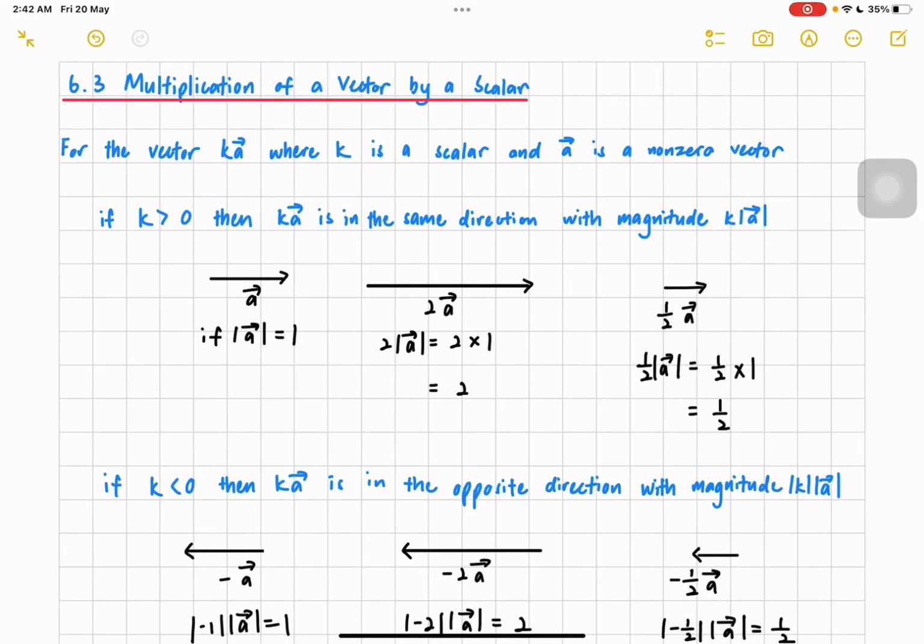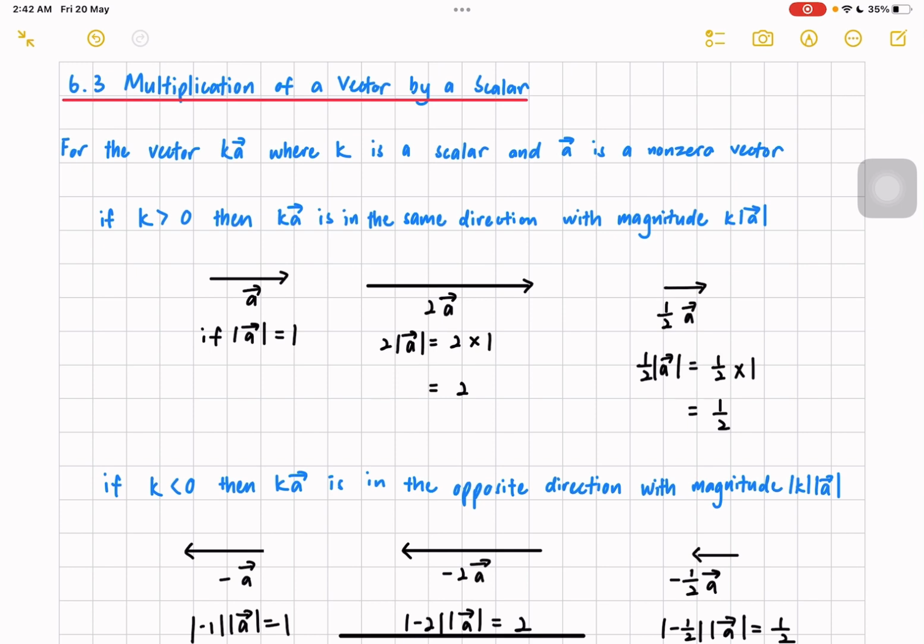6.3 Multiplication of a vector by a scalar. Now, a scalar is just a number. So for the vector Ka, where K is a scalar and vector A is a non-zero vector, if K is larger than 0, such as 1, 2, 3, 4, 5, then Ka is in the same direction with magnitude K multiplied by the magnitude of vector A.